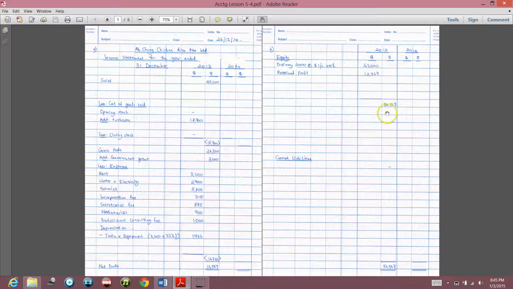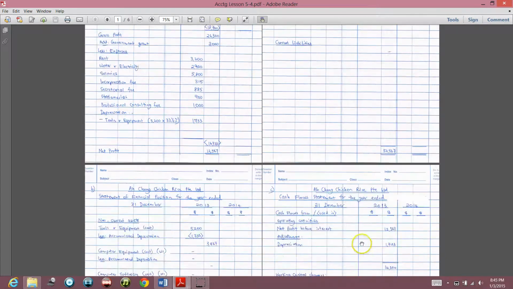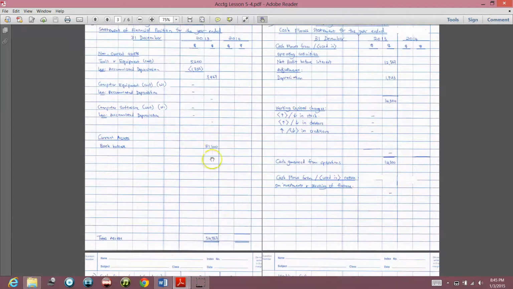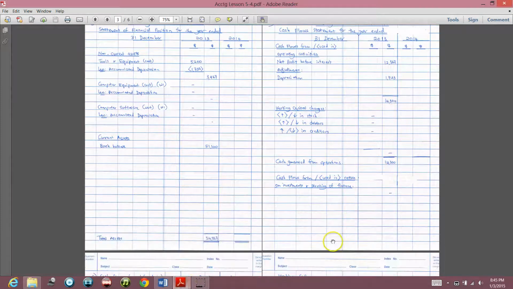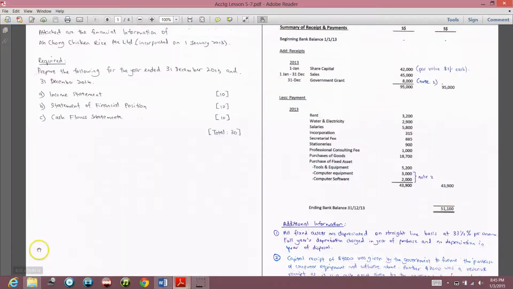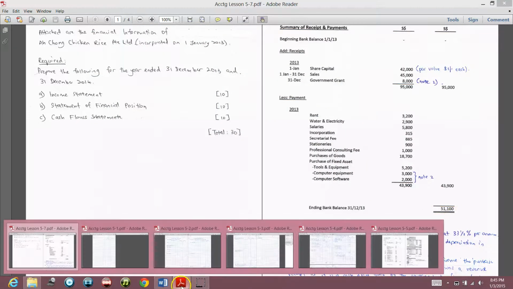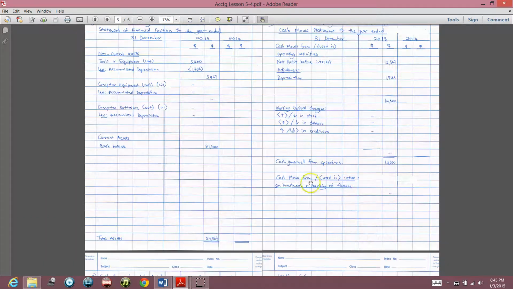So this one, the retained profit here, is 54,567. So just now, remember the question says there are no receivables and payables in 2013. So this one, current liability, is 0. So the total for this is 54,567. And then the bank balance is 51,000 as stated in the question. Okay, the bank balance is 51,000, right? As stated in the question. So that's it.